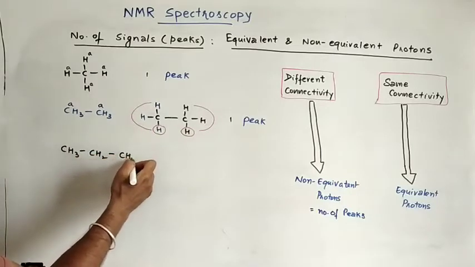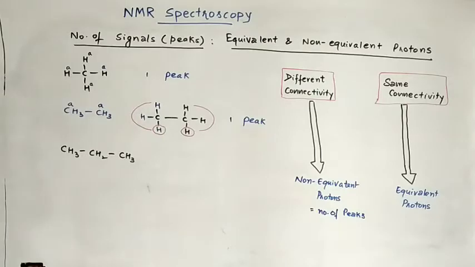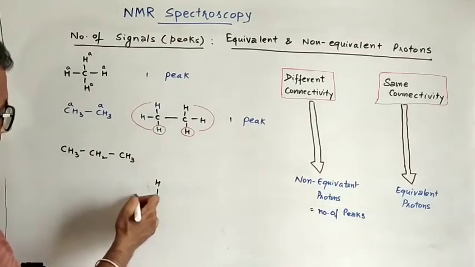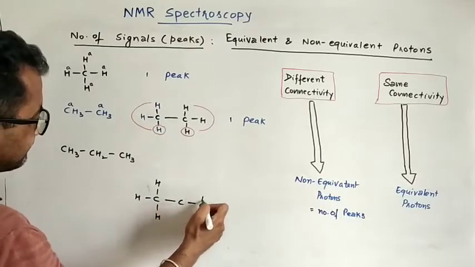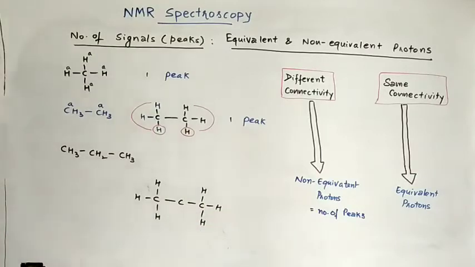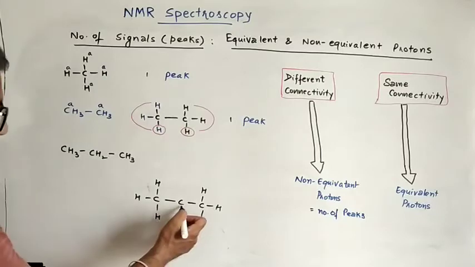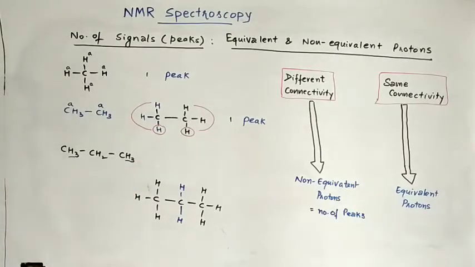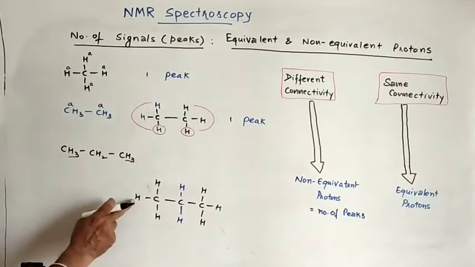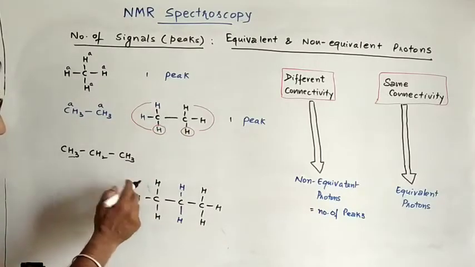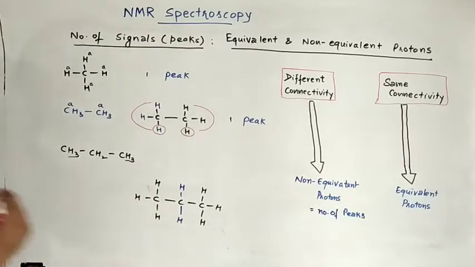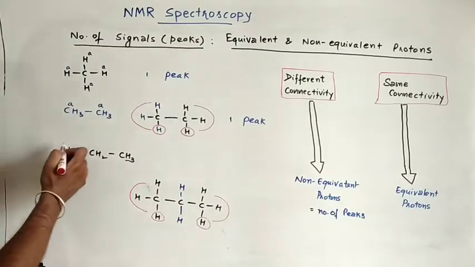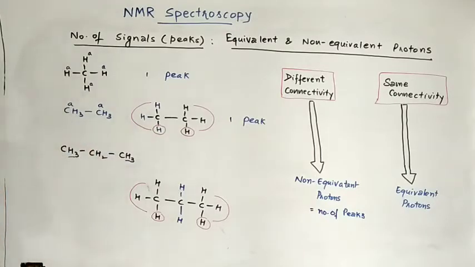Now the next is CH3, CH2, CH3. If you open up this structure, you will get propane. First compare these six hydrogens, 3 on one carbon and 3 on the last carbon. They are equivalent. You can compare their connectivity. These three protons have the same connectivity, and these three protons also have the same connectivity. Now in the intercomparison, these two protons also have the same connectivity. It means these six protons have the same connectivity. You can mark them as AA.